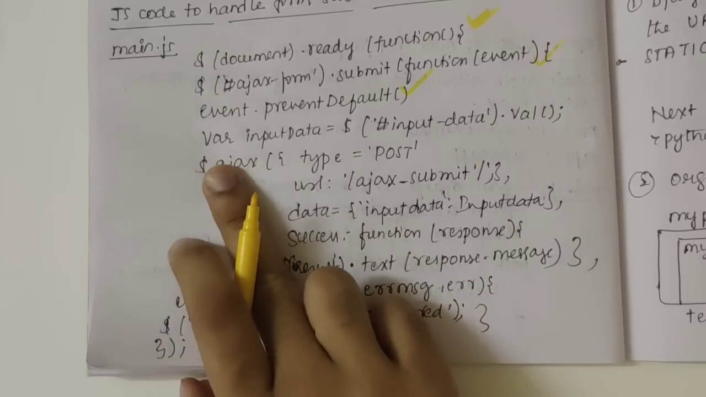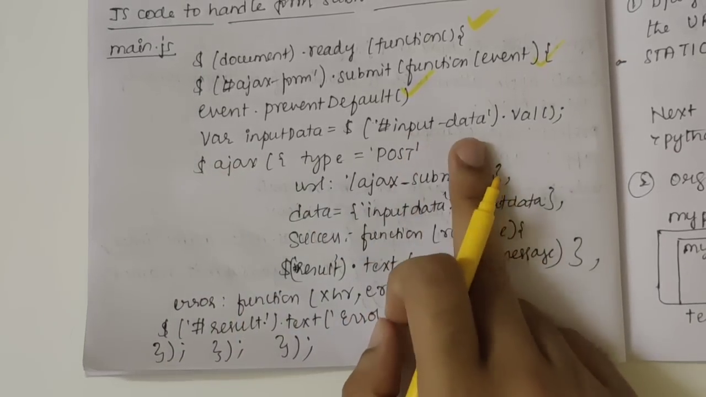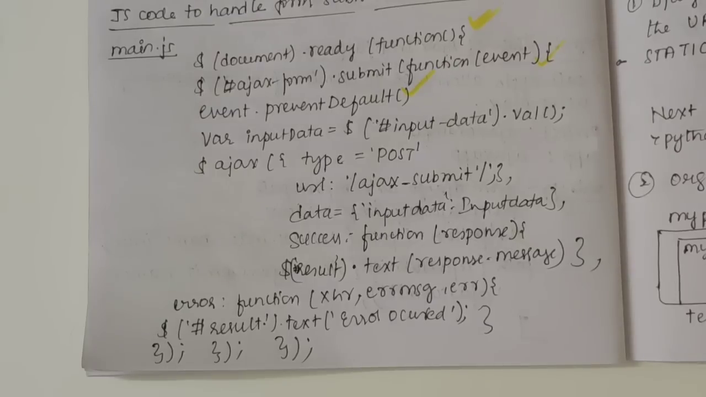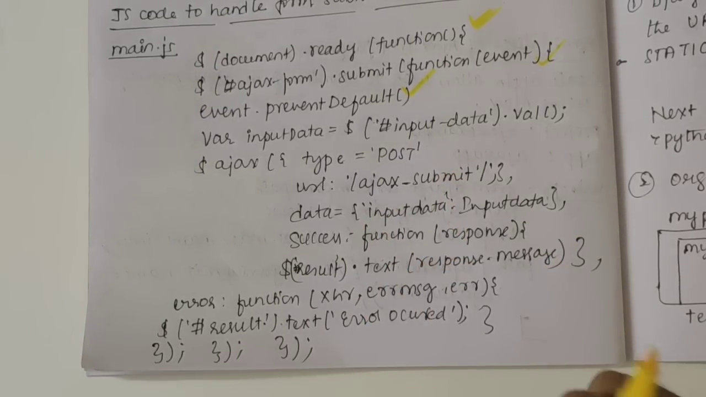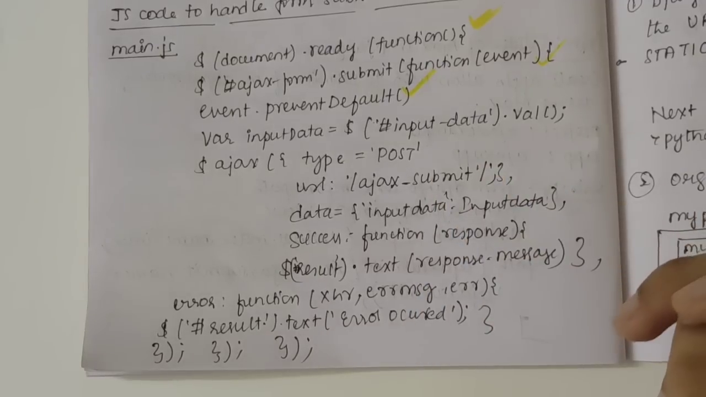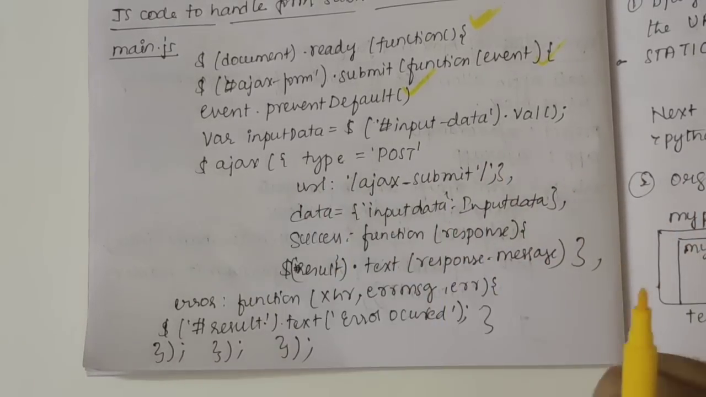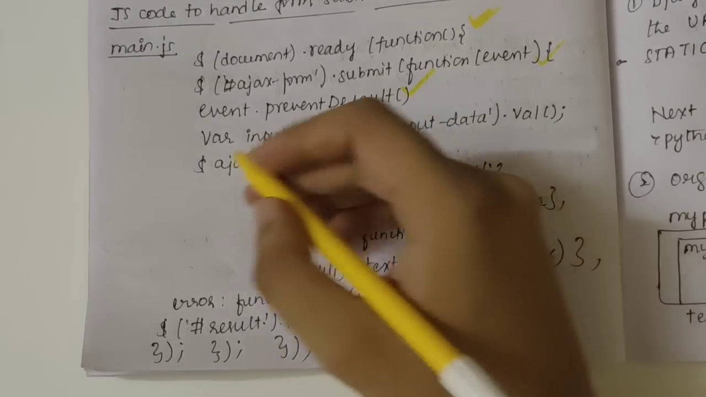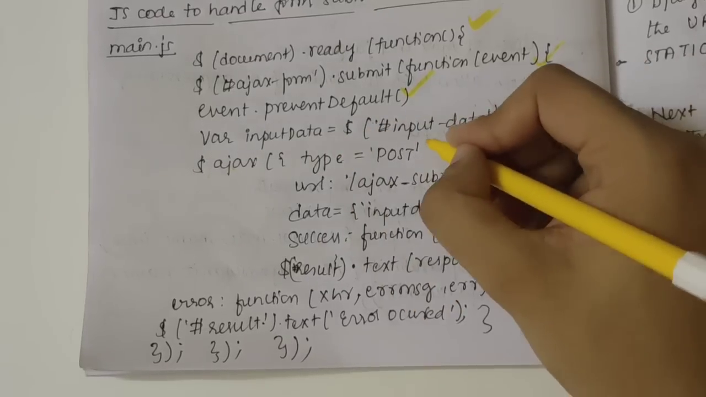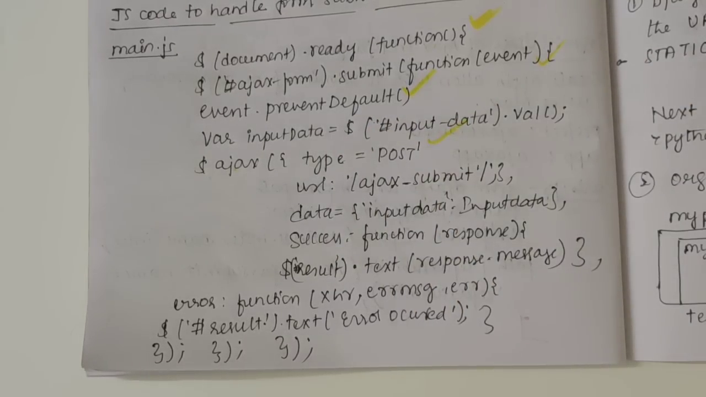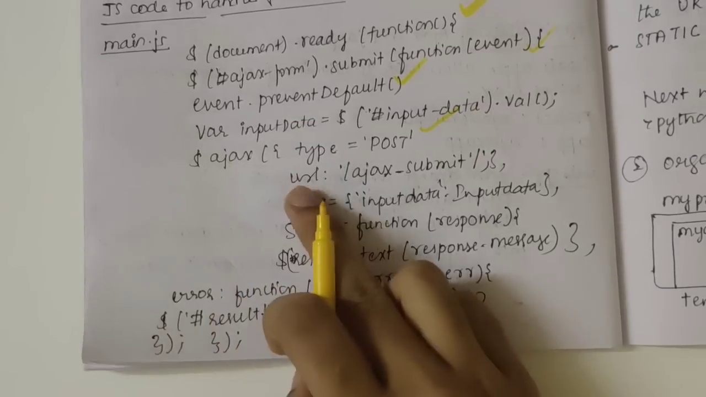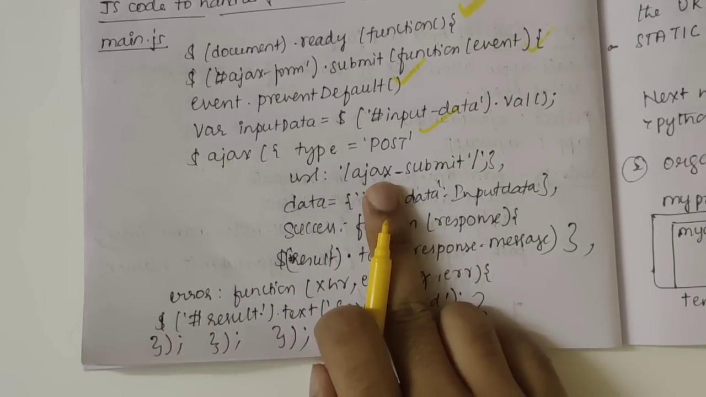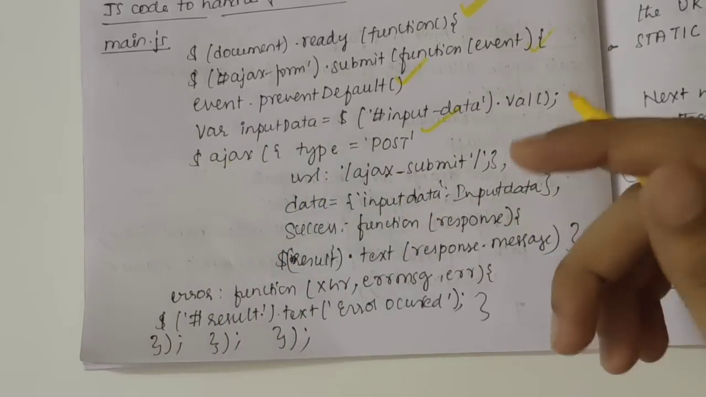Okay. Next I have var inputData is equal to inputData.val. This means that it retrieves the value from the input field with ID as inputData and stores the value in inputData. Next here we have $.ajax, that is, we start an Ajax request.